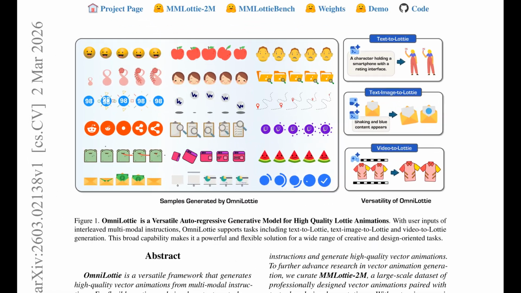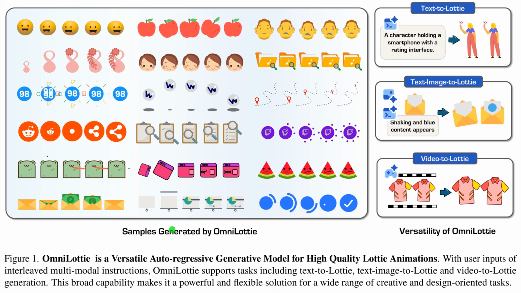Figure 1 illustrates the broad capabilities of OmniLottie in generating vector content. On the left, a large grid of samples demonstrates the variety of outputs, ranging from simple UI icons like folders and checkmarks to dynamic character animations like bouncing emojis. On the right, the diagram details the 3 specific generation tasks the model supports. First, text-to-Lottie creates animations from scratch using just a description. Second, text-image-to-Lottie takes a static image and animates it based on a prompt. And finally, video-to-Lottie converts raw video footage into clean, scalable vector graphics.